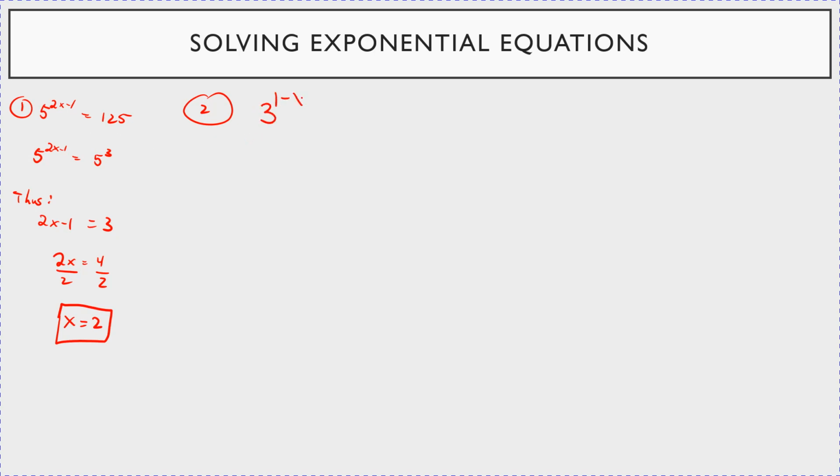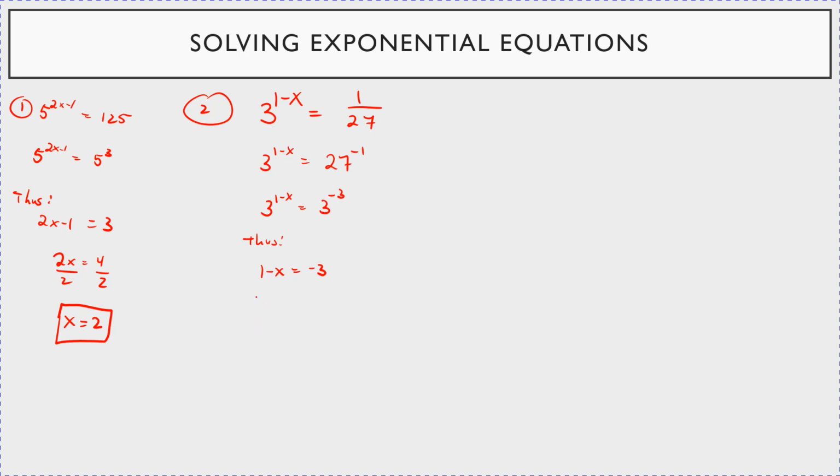Let's try this one. 3 to the 1 minus x power is equal to 1 over 27. You have to rewrite this somehow. First, I'm going to recognize that 1 over 27 is 27 to the negative 1 power. Then what is 27? 27 is 3 cubed. So this ends up being 3 to the 1 minus x is equal to 3 to the negative 3rd power. Great, the bases are the same. So the exponents, 1 minus x, must be equal to minus 3.